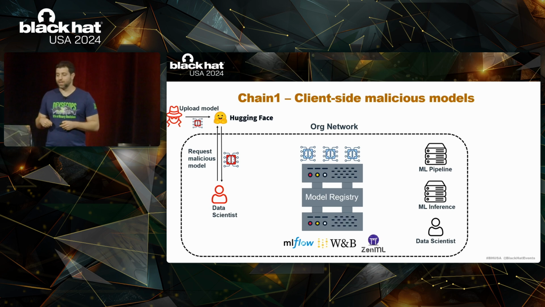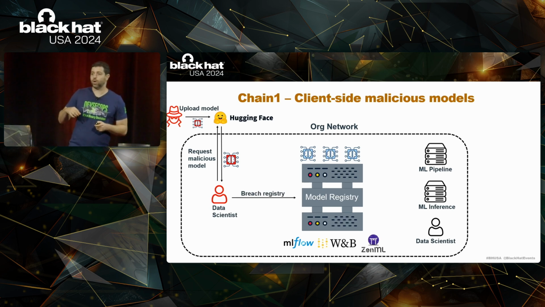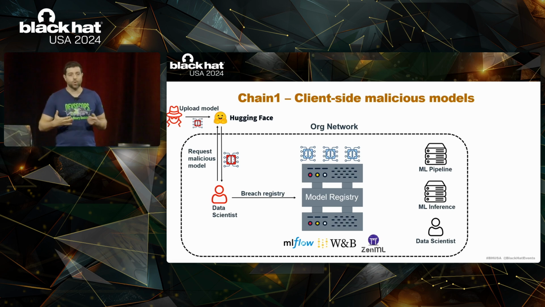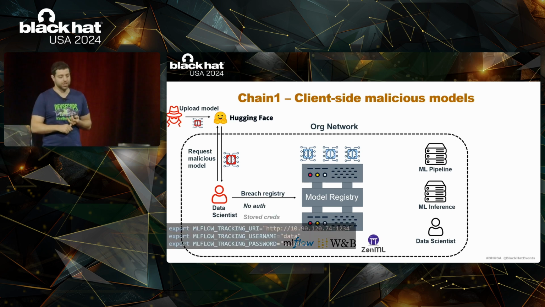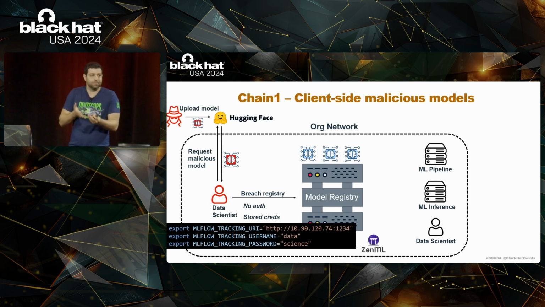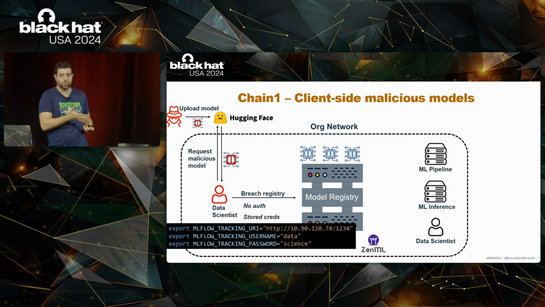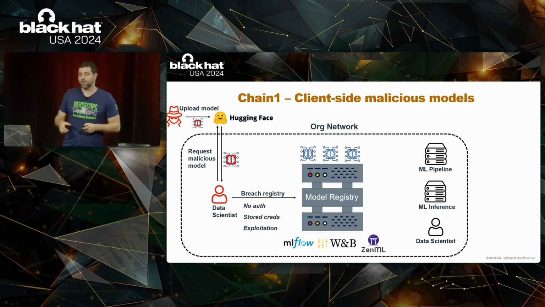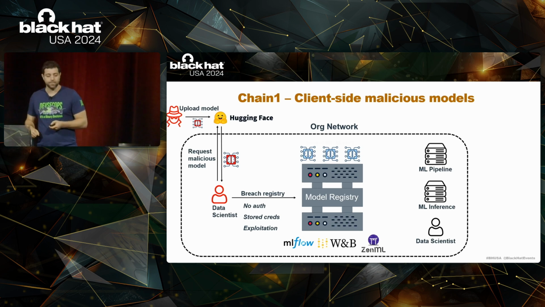Okay, so now the data scientist consumed the model, and now the attacker is going to want to breach the model registry, which is inside the organization. So how will the attacker do that? We saw a lot of them don't have any authentication. Even if they do have authentication, it makes a lot of sense that the data scientist will have stored credentials because the data scientist is working with this model registry. And lastly, we saw that there are a lot of CVEs, so the attacker can use a 0-day or 1-day in order to exploit the model registry.